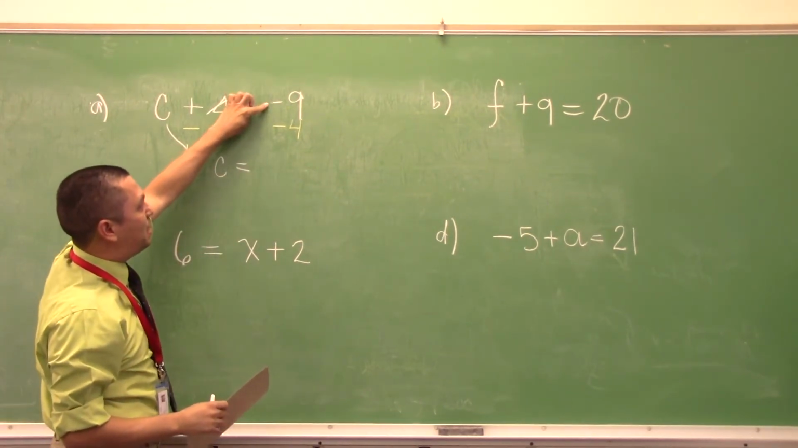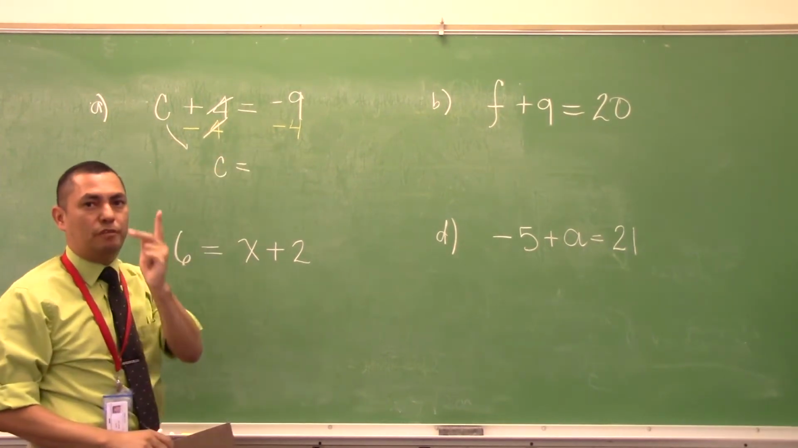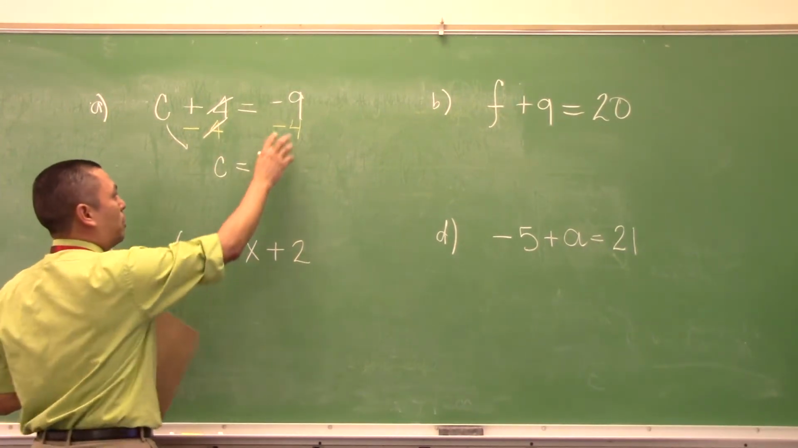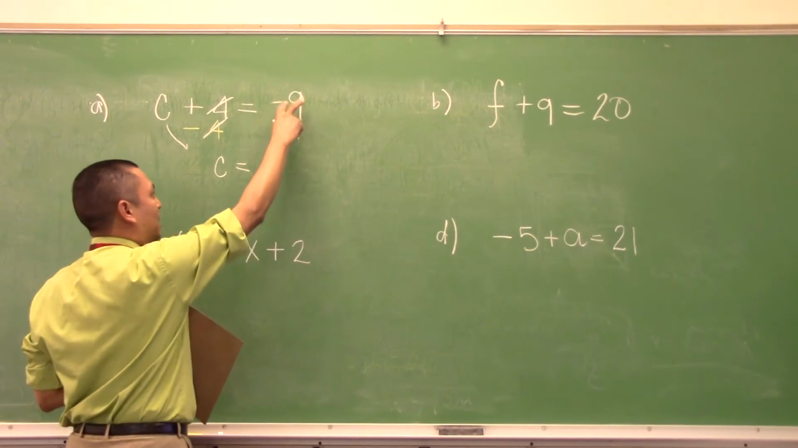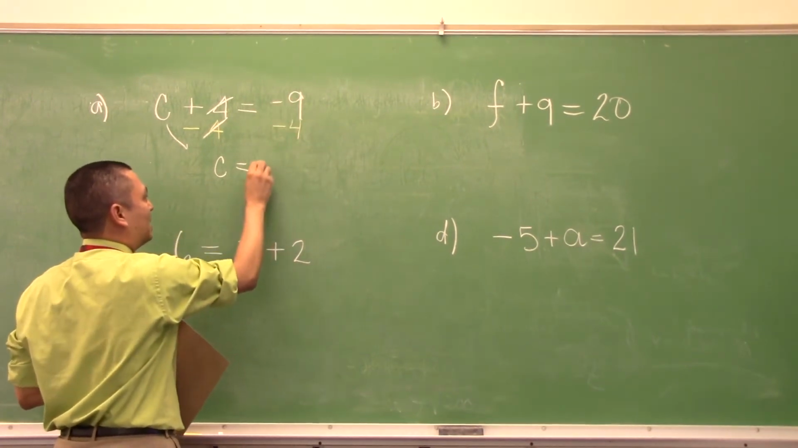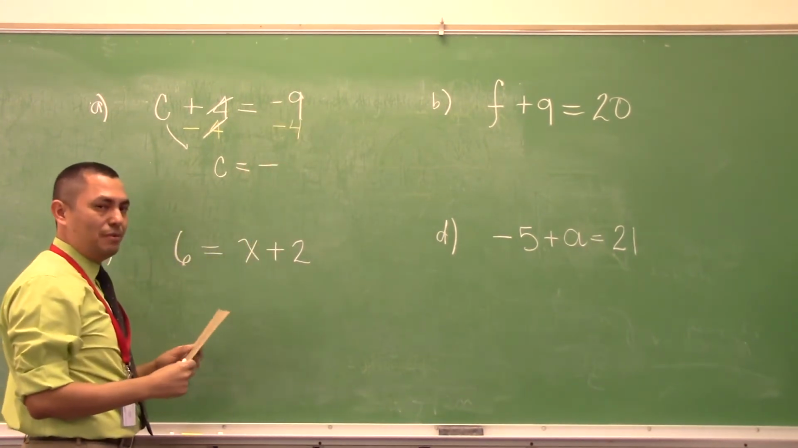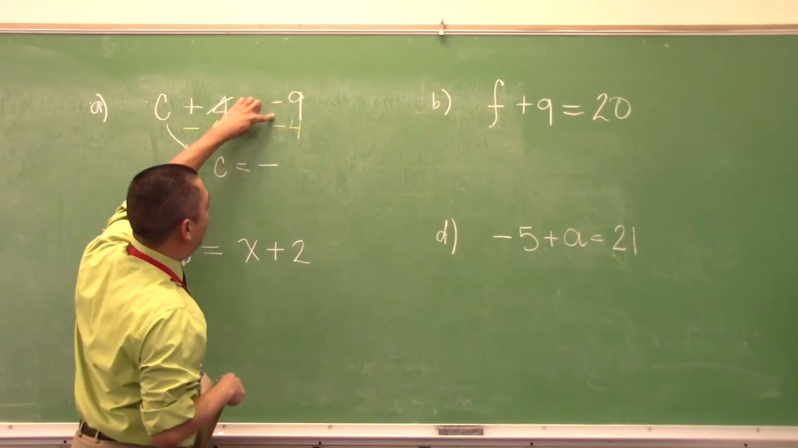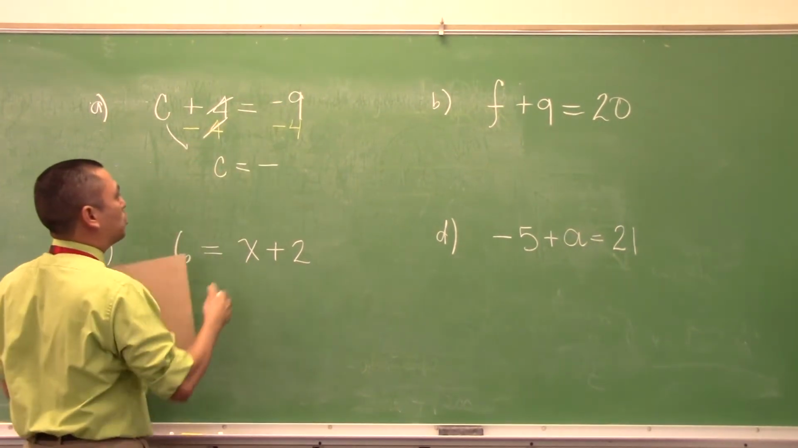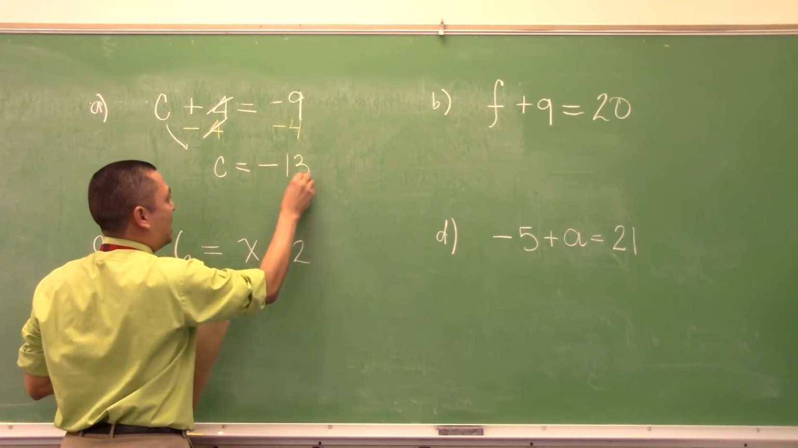And then I have negative 9 minus 4, which is the addition of 2 negative numbers. So we're going to add these 2, and the sign is going to be negative. So I have negative 9 plus negative 4 equals negative 13.